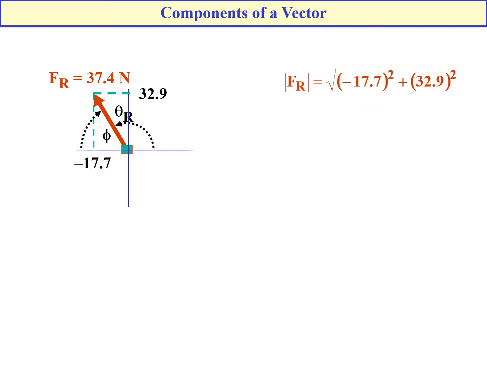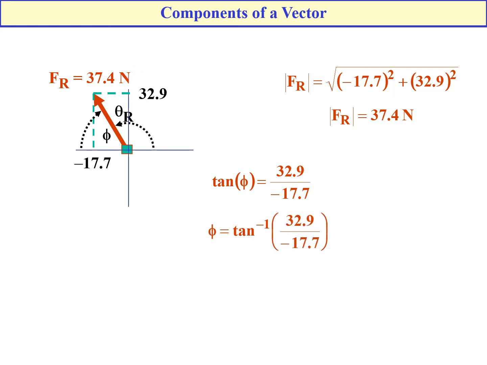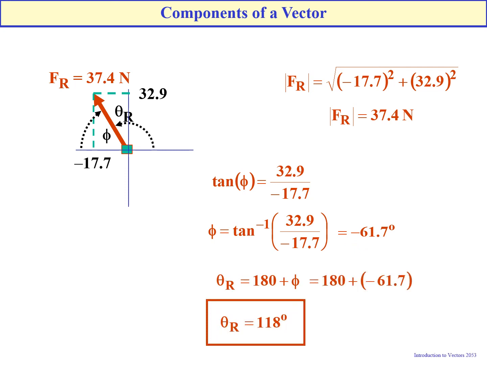Now to find the angle, we have to use inverse tangent, because we have the opposite and we have the adjacent. The opposite side here is 32.9, and the adjacent side here is -17.7. When you plug that in, you get an angle of -61.7 degrees. Now that describes this angle, but if you remember, all the vectors were measured from the positive x-axis. So to get the angle from the positive x-axis, we need to add this -61.7 to 180 degrees, and that gives us 118 degrees. So our resultant vector is going to be 37.4 newtons at 118 degrees.